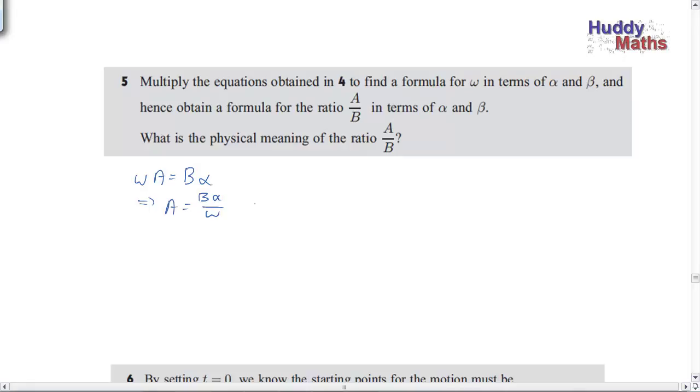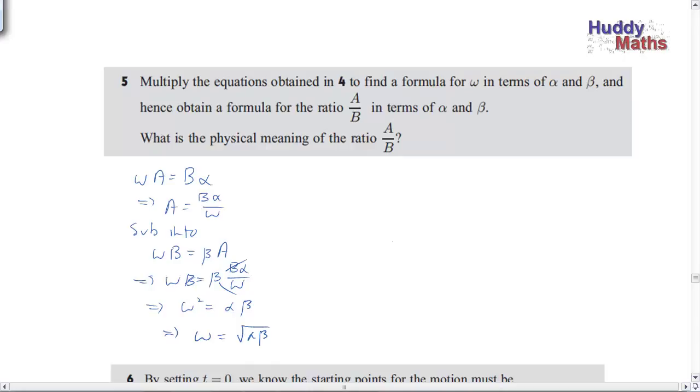And the other one is, so you've got to be a little bit tricky here, sub that into the other one, omega B equals beta A, then we've got omega B equals beta times B alpha on omega. And then we can rearrange that. Okay, so here omega squared is going to be equal to alpha times beta, dividing both sides through by B. So omega is going to be the square root of alpha beta there.